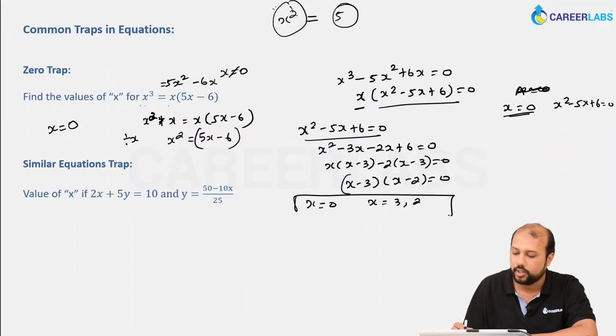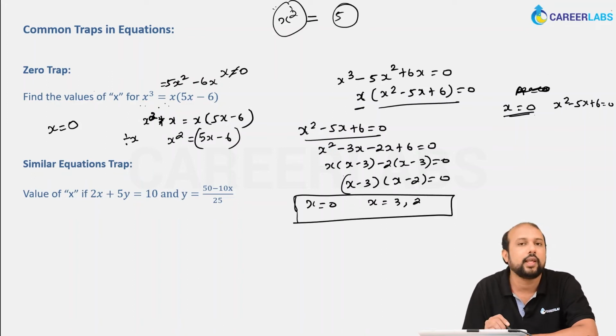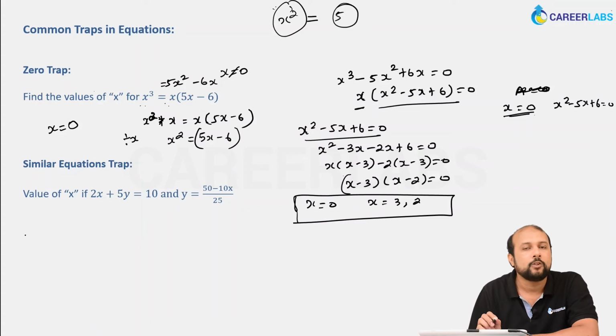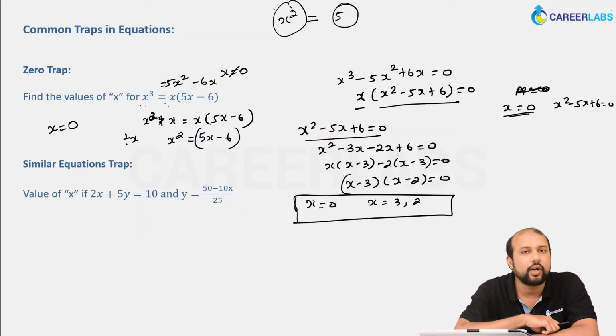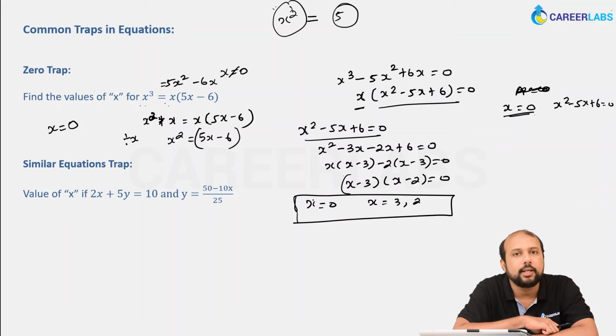There are three possible values of x for this given equation. Do not ignore x is equal to 0. So that's the first thing which you have to learn as far as the equations are concerned: zero trap. Second thing is a similar equations trap.